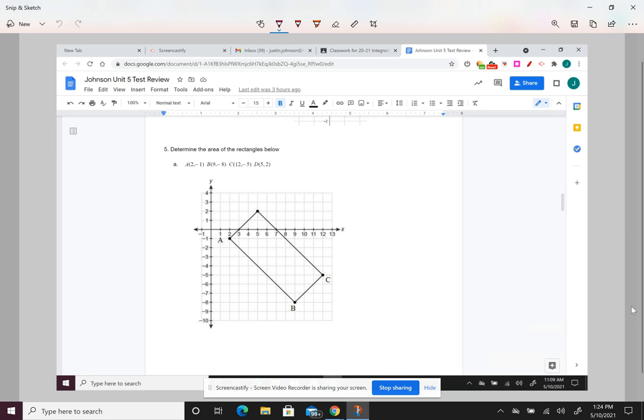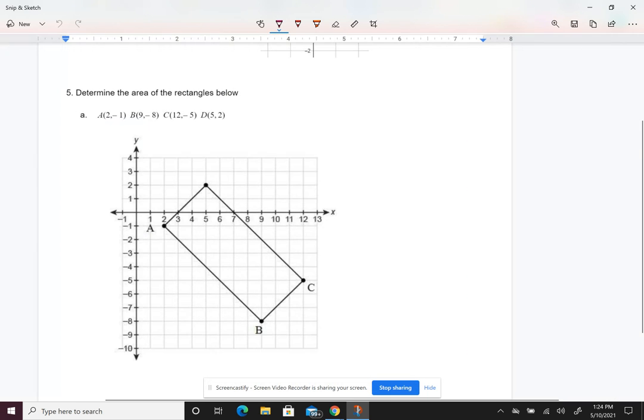Guys, for number 5, remember the area of a rectangle is base times height. So really, it's just so you can kind of say that this is the base. I know it's not sitting flat, so you got to kind of think about we're going to rotate it. So now this would be the base, and then this would be the height. So what we got to be able to do is we got to find the length of both of those in order to find the area.